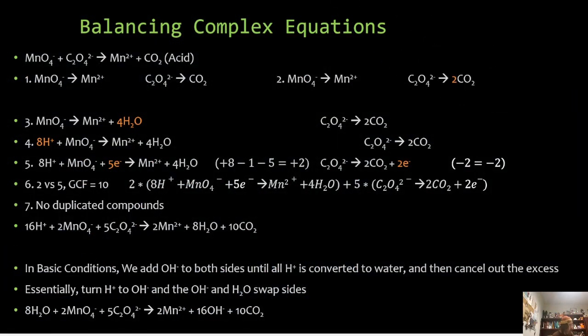So, as I said, we're going to swap places. Essentially, the H's turn to OH's, and the OH's and water swap sides. So 8 water, 2 permanganates, 5 oxalates, go to 2 manganese 2 pluses, 16 OHs, and 10 CO2s.